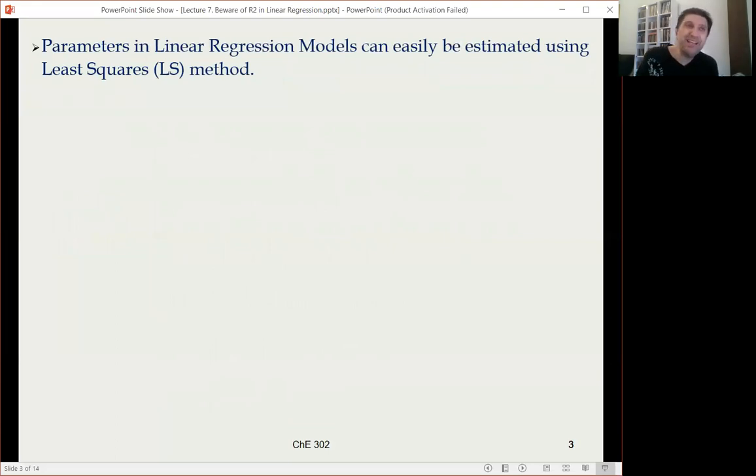Anyway, so what's the big deal about linear regression models? Because when you have a linear regression model, you can easily solve it by least square formulation.